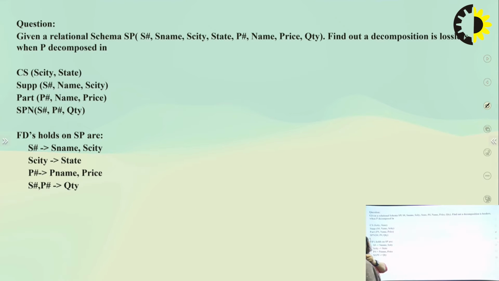Okay, so now I'm taking a question here. Here a relation schema named SP is given. It has 1, 2, 3, 4, 5, 6, 7, 8 attributes. So in this given relation we have 8 attributes and we need to find out whether the decomposition is lossless.